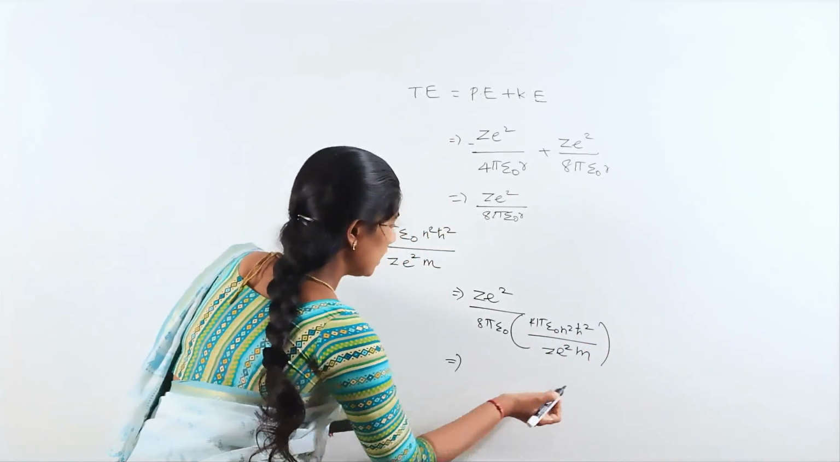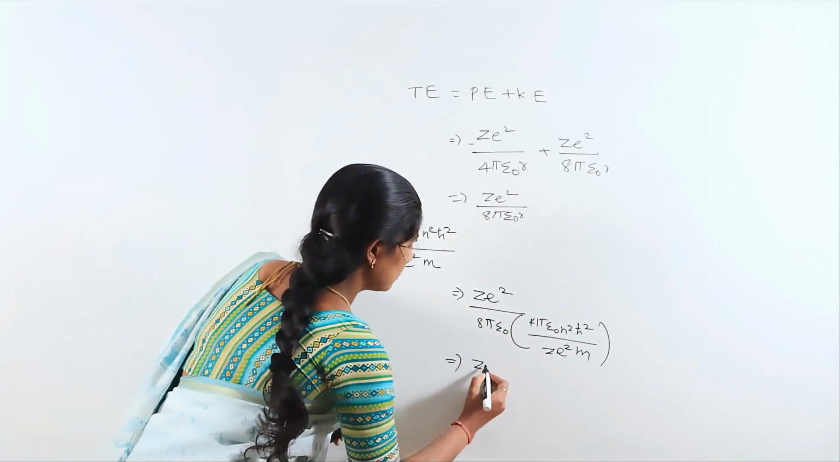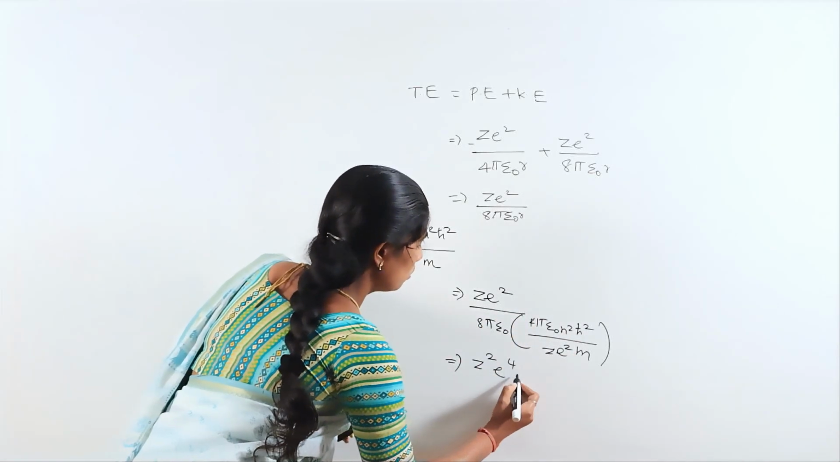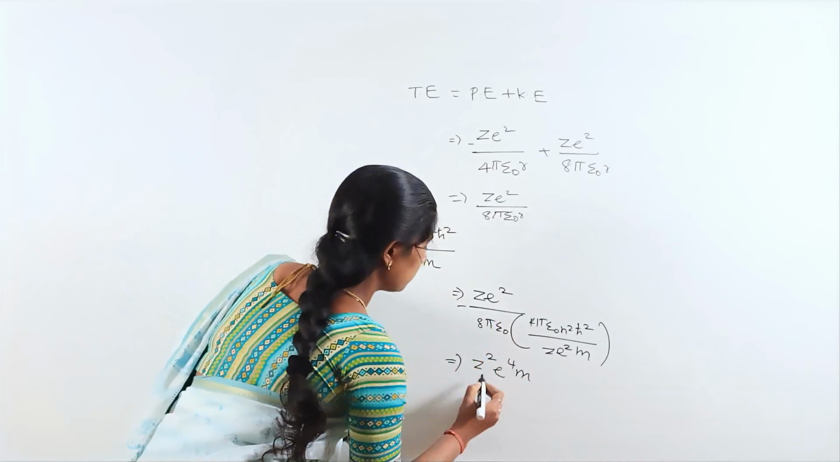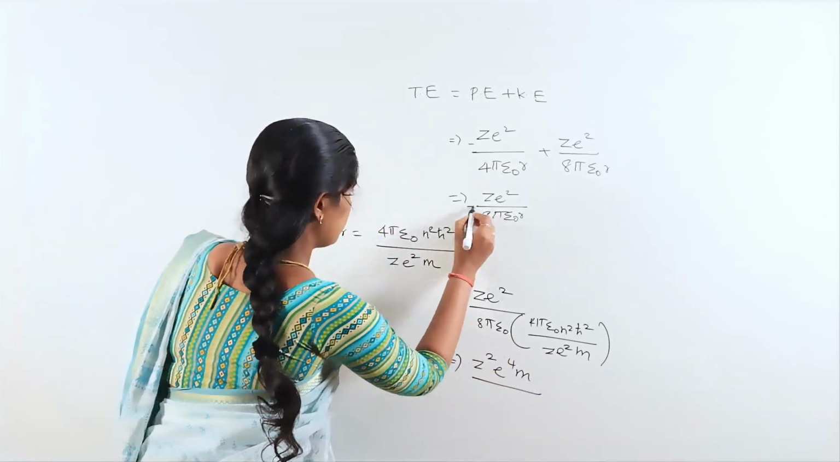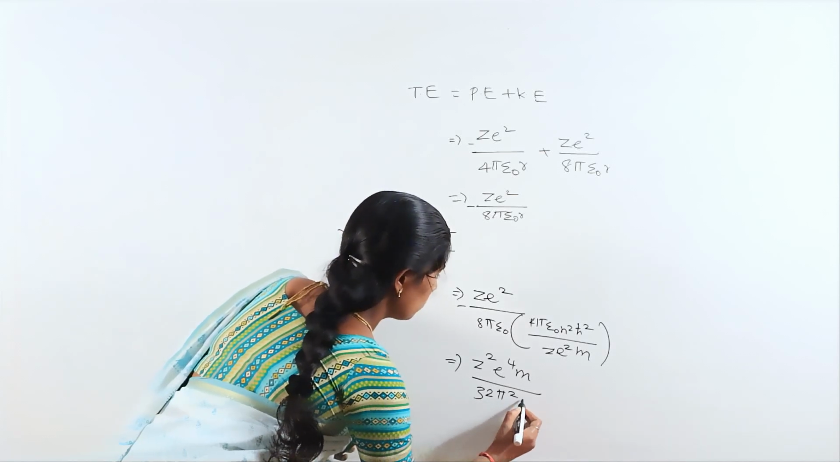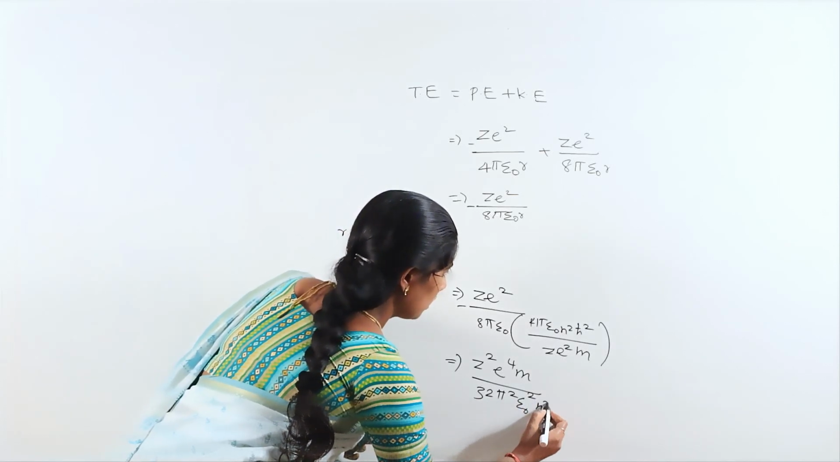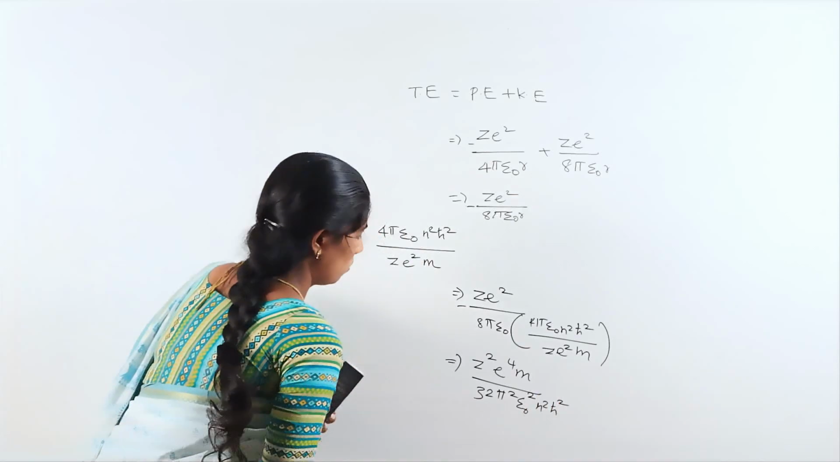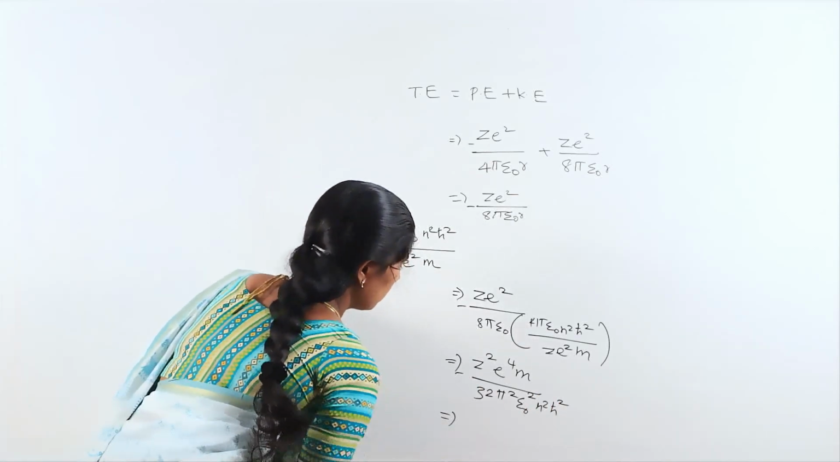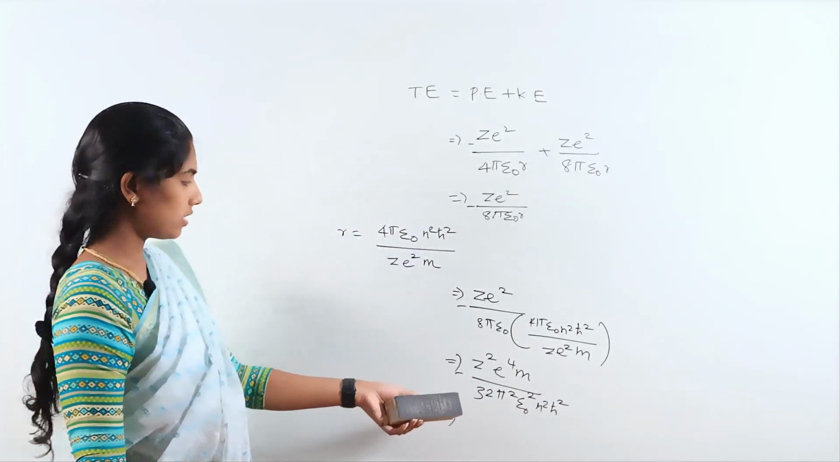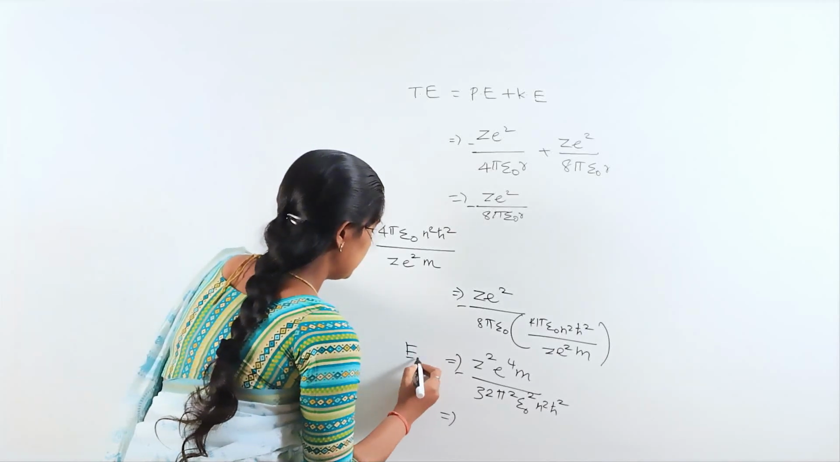So I am going to rearrange this equation: Z squared e to the power 4 m by 32 pi squared epsilon naught squared n squared h cross squared. So this is the final equation of total energy.